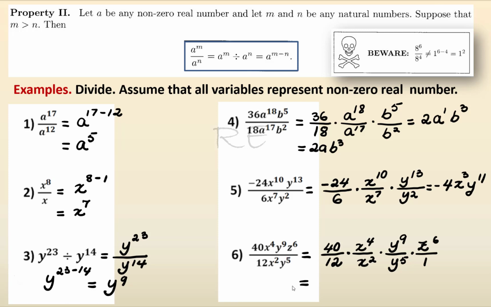We're going to divide 40 by 4 and 12 by 4. 4 is the greatest common factor. 10 over 3. X to the 4 minus 2, which is 2. Y to the 9 minus 5, which is 4. And z to the 6 will stay the way it is. So the answer is 10/3 x squared y to the fourth z to the 6.